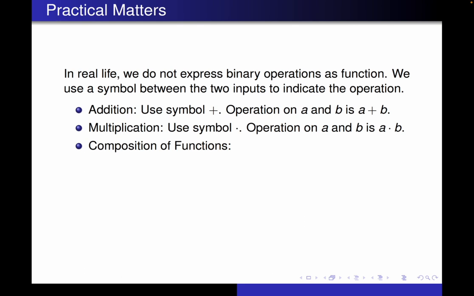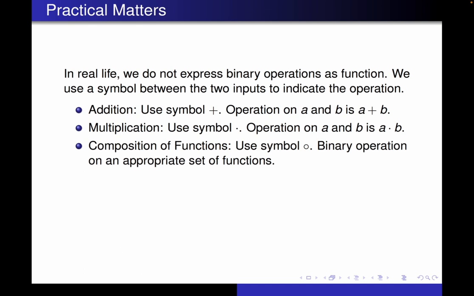We actually do these on other things too, not just numbers. You've seen this done when we do composition of functions, right? What does a composition of functions do? Well, we use that little circle symbol to indicate the operation. And the binary operation is on some appropriate set of functions. We have to make sure that the codomains and domains are matched up appropriately. But the operation on a function f and a function g, that's a pair of functions. We take those two functions and combine them to make f circle g, which is one function.